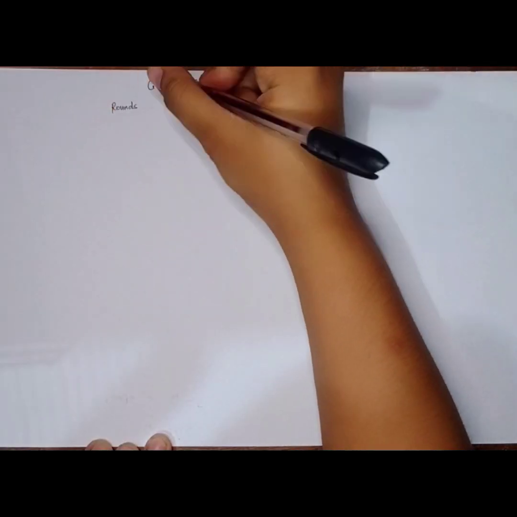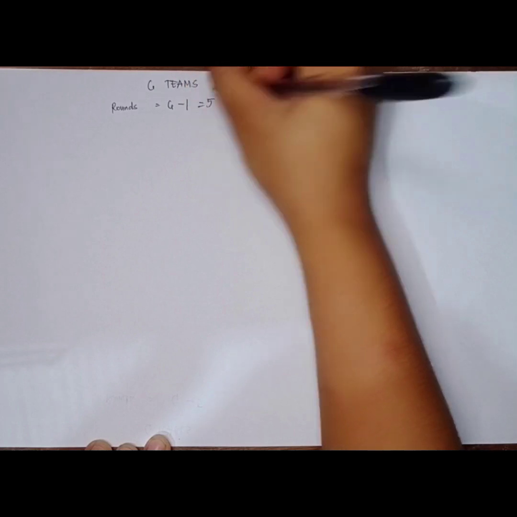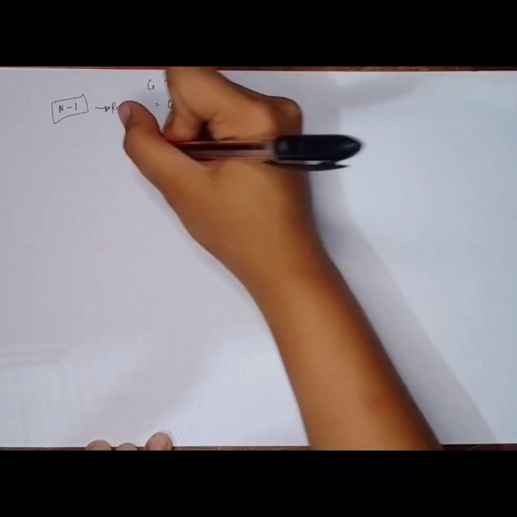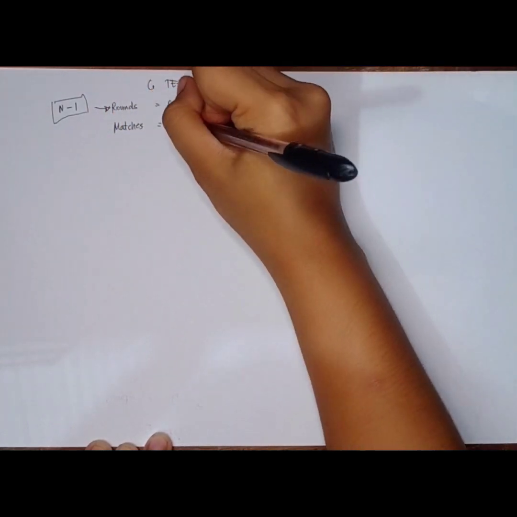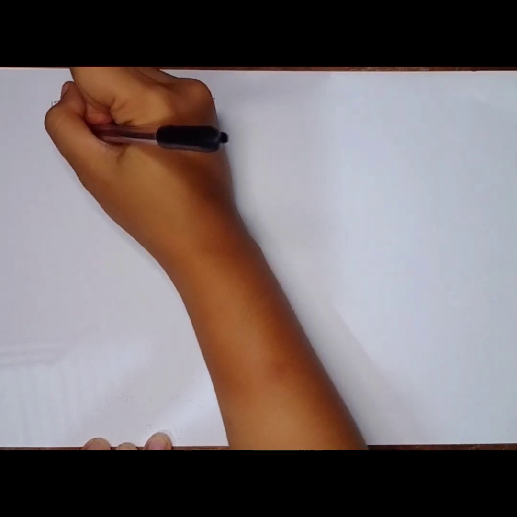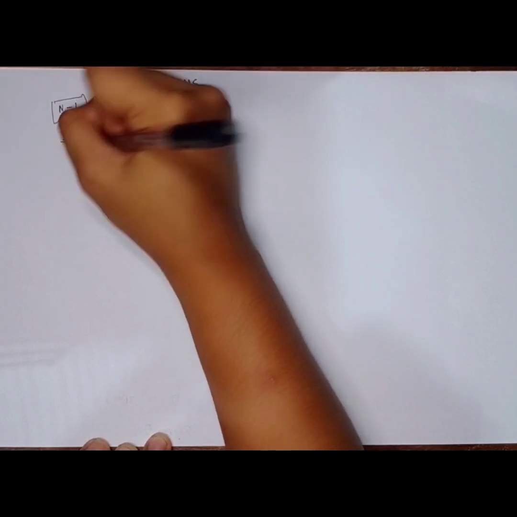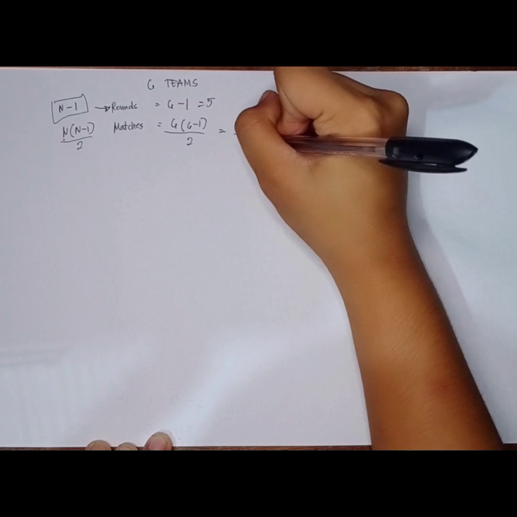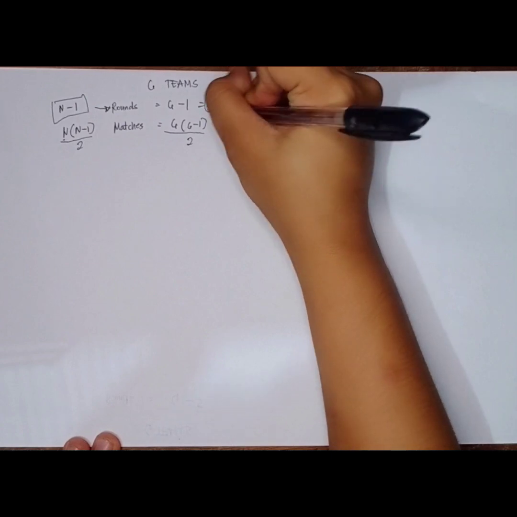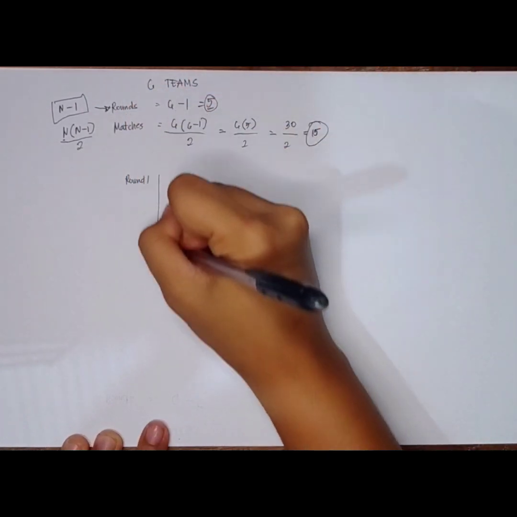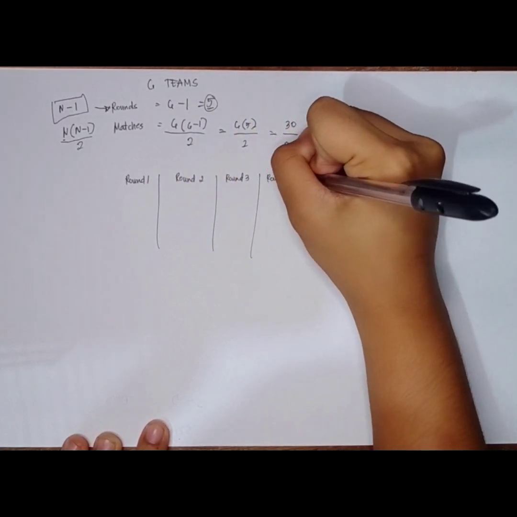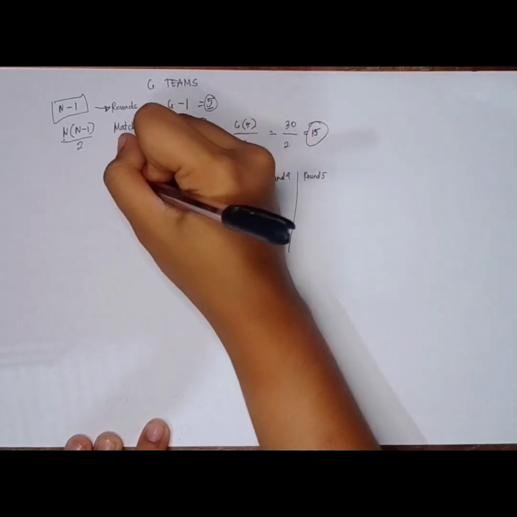Let's try solving using 6 teams. For the number of rounds, we have 6 minus 1, that is 5. N minus 1 is the formula. Now, in solving the matches, we are going to have 6 times (6 minus 1) over 2. We get 15 total number of matches. So we have to write the number of rounds. Round 1, round 2, round 3, 4, and round 5.